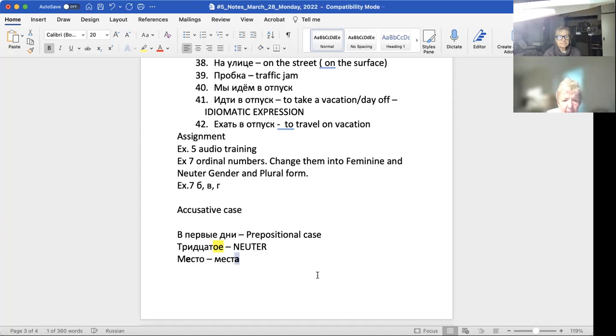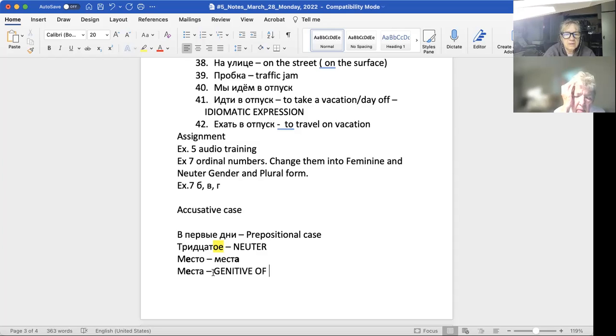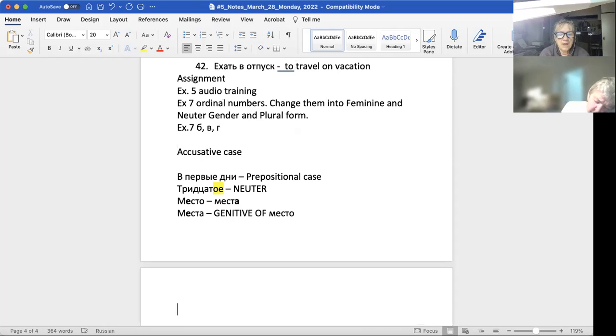Место. Места. But if you say this, места, with the stress on here, it would be genitive of место. Okay, so genitive singular, место, right? So I don't have a seat. У меня нет. У меня нет of what? I don't have of what? У меня нет места. Места. I don't have a seat.